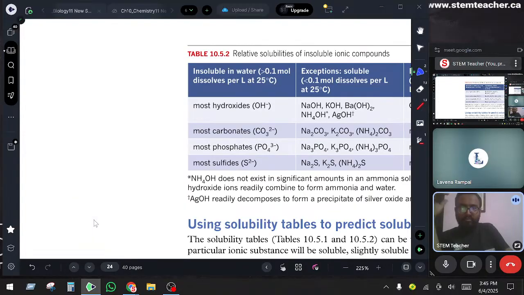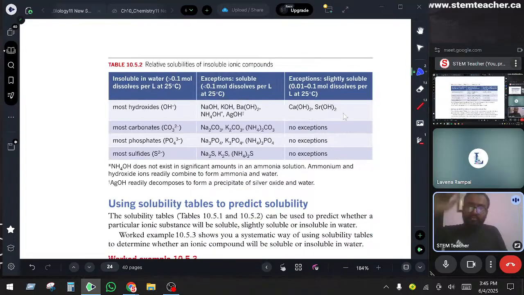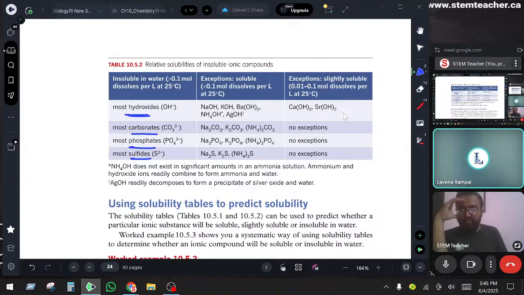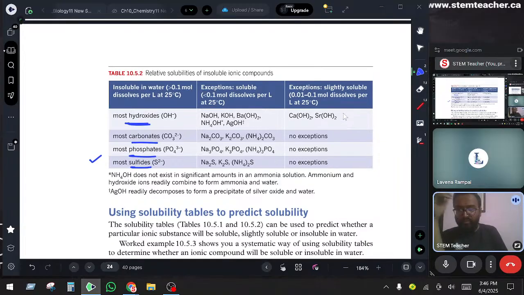There is one more table given, for the ionic compounds that are insoluble. These are not soluble in water: most hydroxides will not mix, and carbonates, phosphates, and sulfides form precipitates here. Spectator ions will not form for the insoluble ones, and all the spectator ions will form for the soluble and slightly soluble ones.